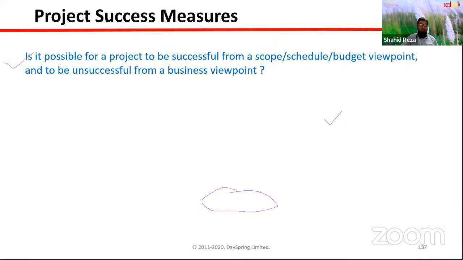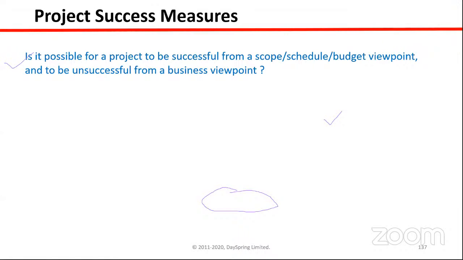Okay, last question. Is it possible for a project to be successful from a scope, schedule, budget viewpoint and to be unsuccessful from a business viewpoint? What will be the answer? No, because the project will not be successful if it doesn't meet the business viewpoint, the business strategy.